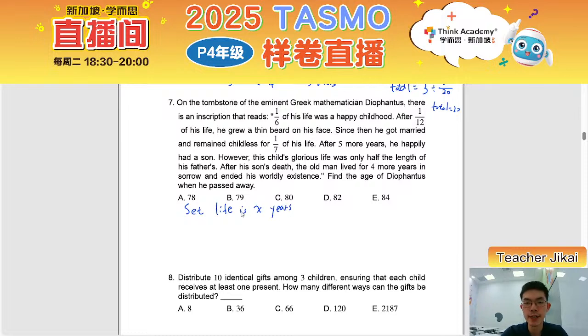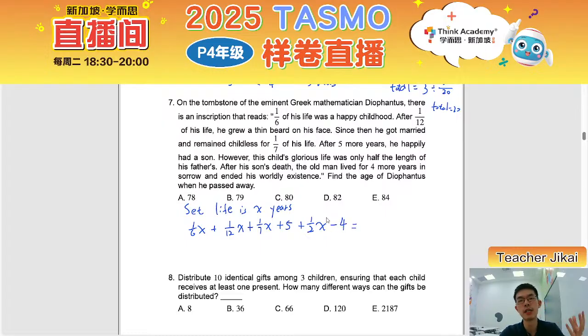So 1/6 of his life is 1/6x, right? And then he gets 1/12 of the life here, so 1/12x. And he gets married and remains childless, so 1/7x. And after 5 years, plus 5, he had a son, and the son, so sad, lived only half the length of his father's life, so 1/2x, which is the son's age. And then he lived for 4 more years in sorrow and ended his life here.